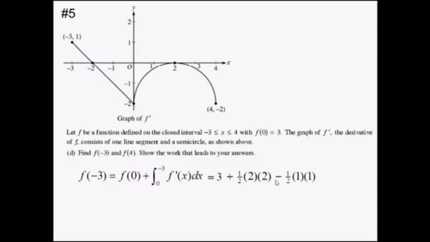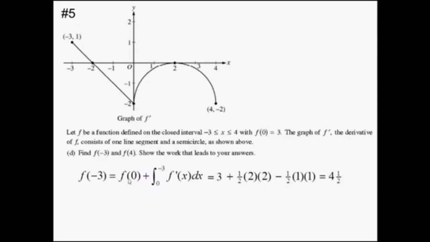And this is actually good enough for the free response. We should leave this unsimplified. But if you really wanted to know what it is simplified, we've got 3 plus 2 minus 1/2. So that's 4.5.